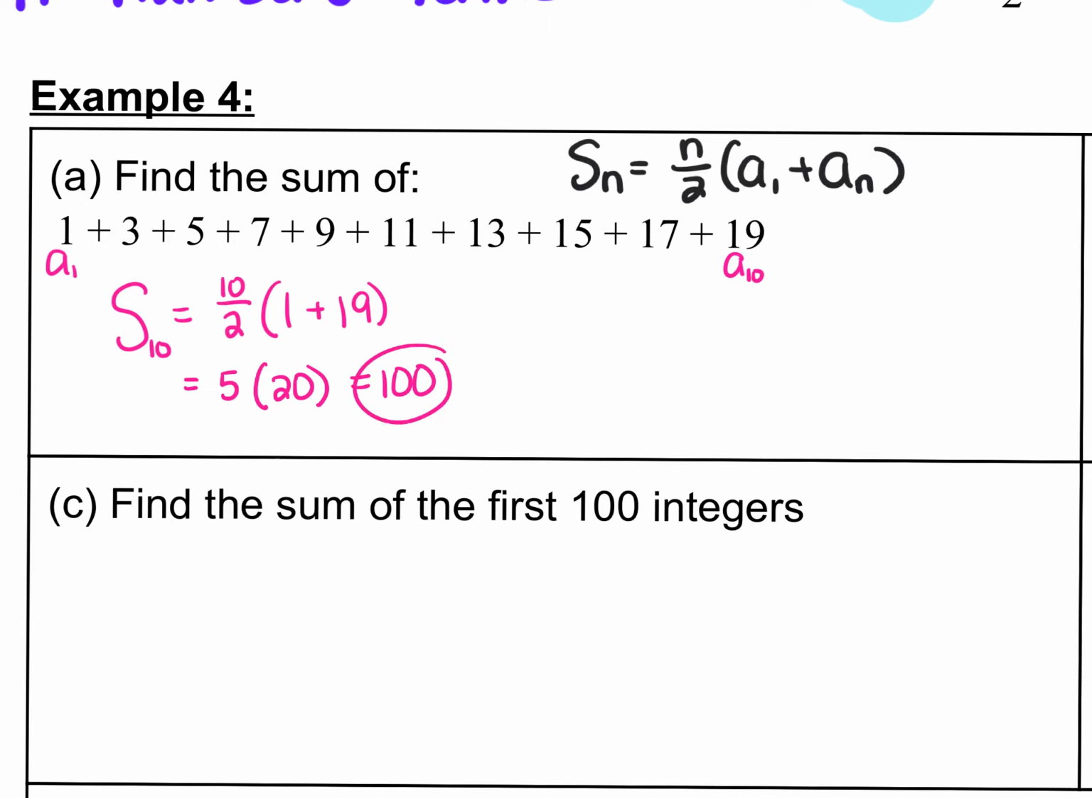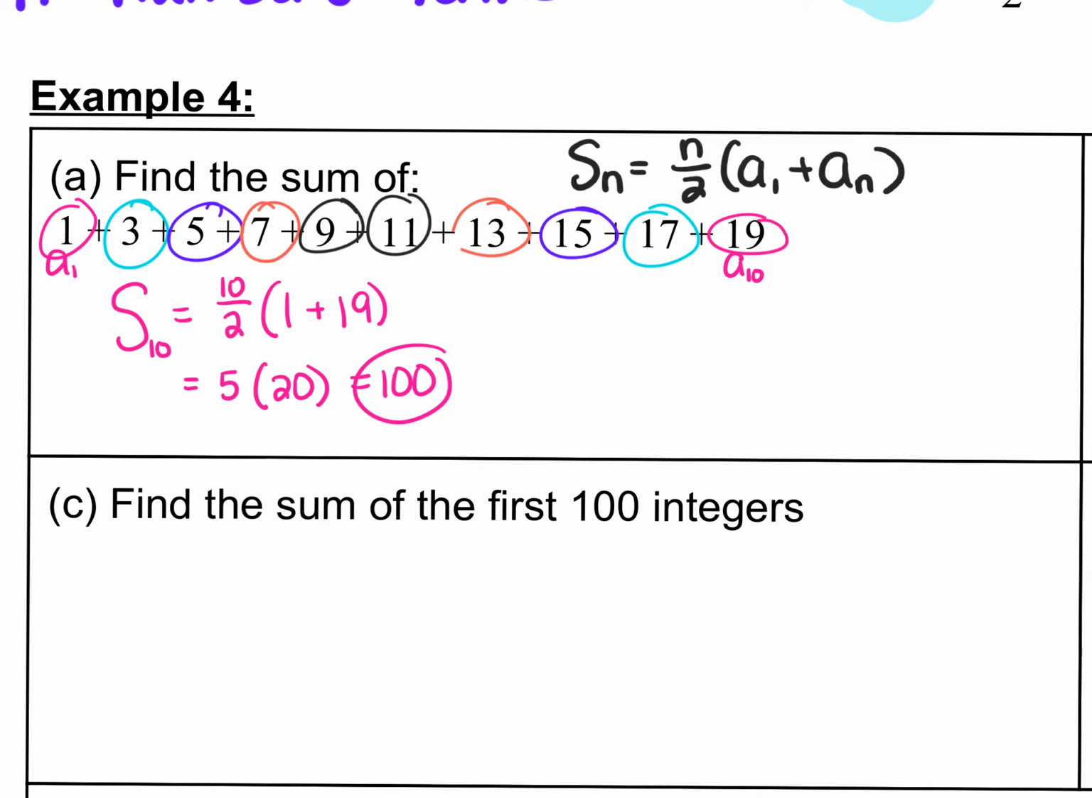So we could have probably even done it a little bit quicker if you noticed, 1 and 19 is 20. You noticed that 3 and 17, also 20, 5 and 15, also 20, 7 and 13, also 20, and then 9 and 11, also 20, and you add up 5 of those and you get 100. So it's kind of the same idea that Gauss used.